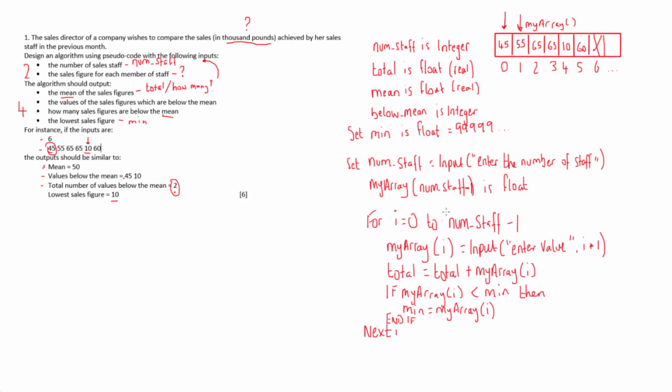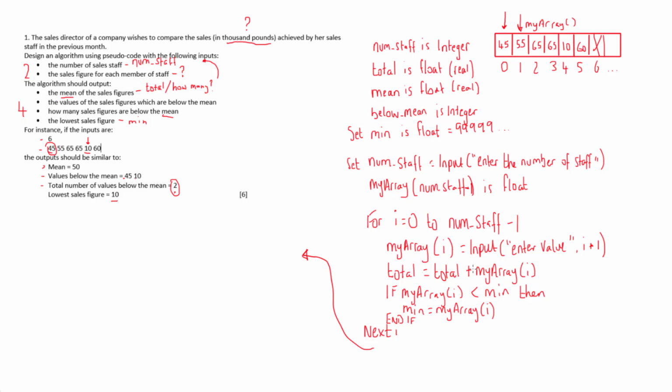And that means, first time round, this 45, it's going to say if 45 is less than 99999. Well, it is, isn't it? So 45 is going to overwrite 99999, and it's going to be set in there. Happy days. Now what I'll do is I'll just continue my pseudocode over here, because now what I've done is I've managed to add into the array.